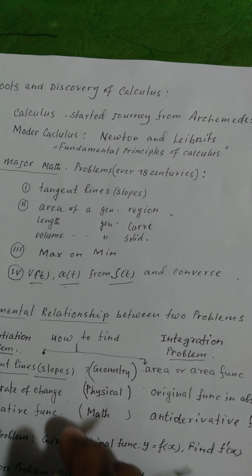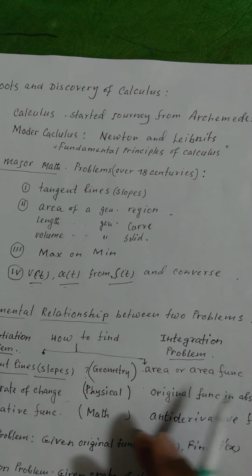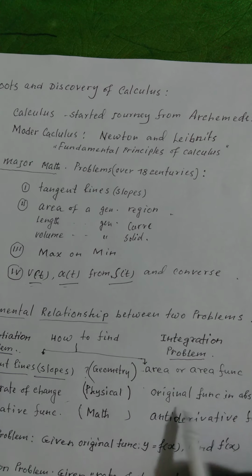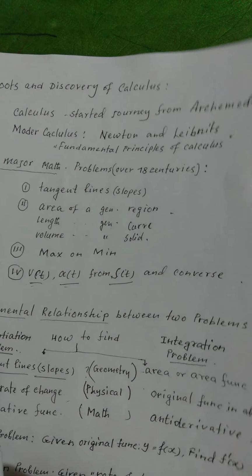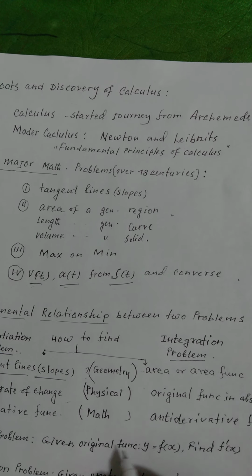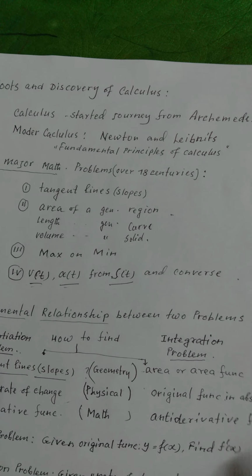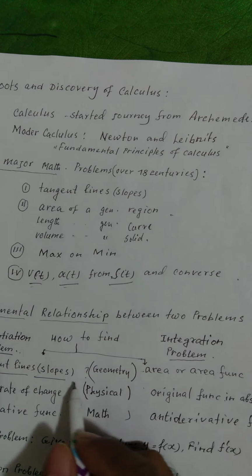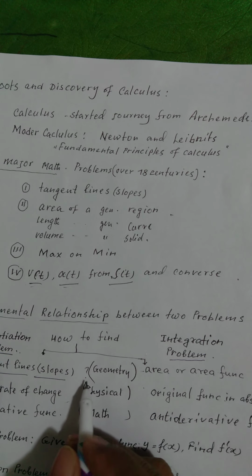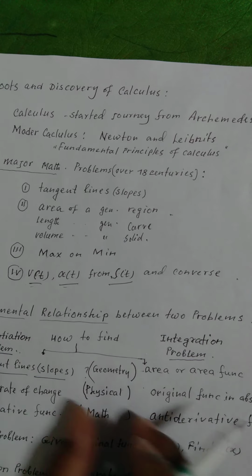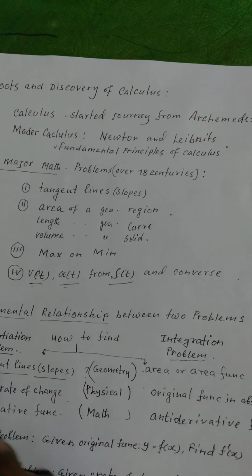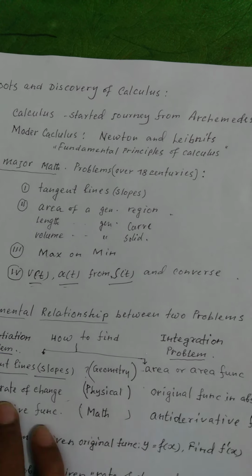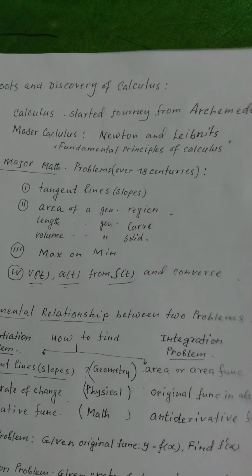This is the physical theme, the physical problem. Another is integration, that is, how to find the original function, the absolute quantity. Mathematically, this problem is how to find the derivative function, and in integration, how to find the antiderivative function. So Newton and Leibniz connected these two problems: the slopes problem to the area problem, instantaneous rate of change to the original function, the derivative function to the antiderivative function.